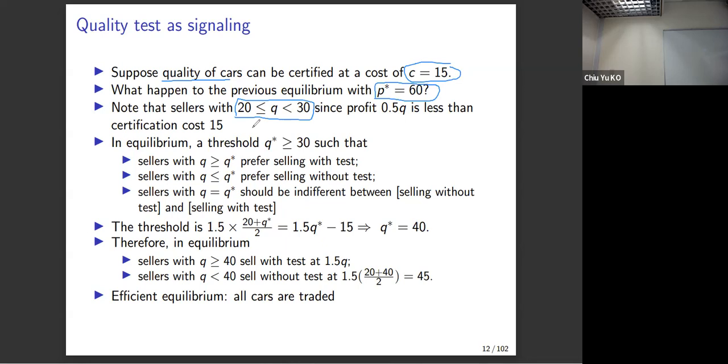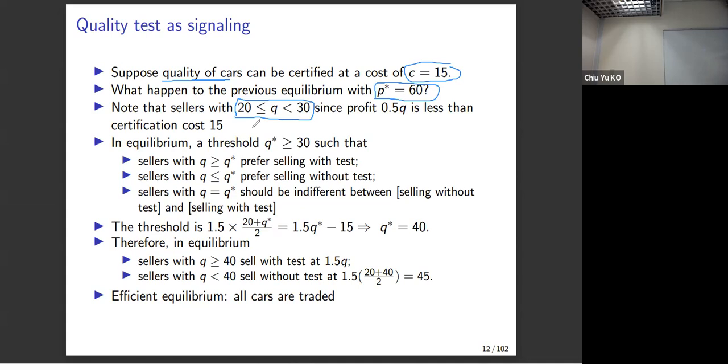So as long as your quality is below 30, you rather keep the car, right? Because keep the car, you get $30 of value because $30 to you. If you certify it and sell at $45, you still got only $30, right? So as long as between 20 to 30, you're not going to do it.